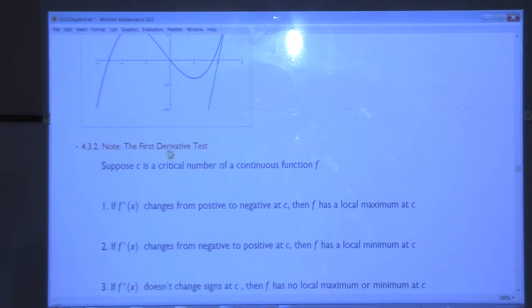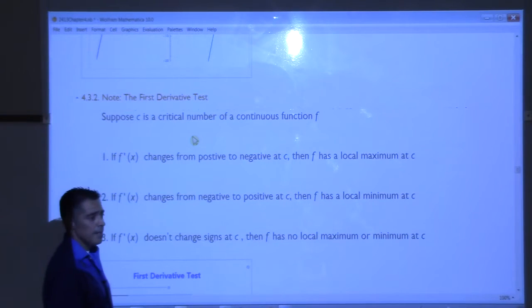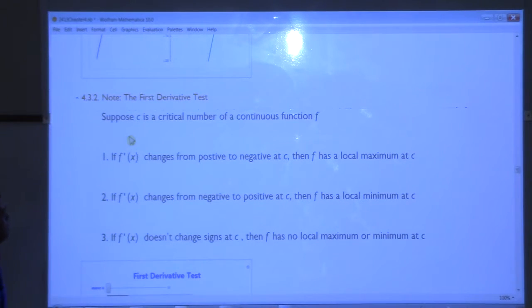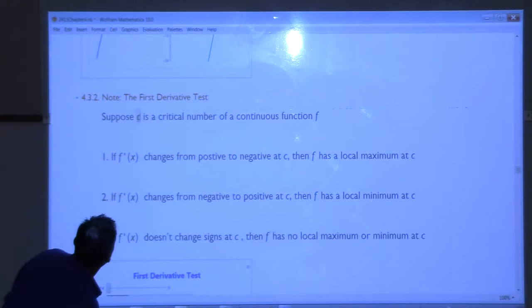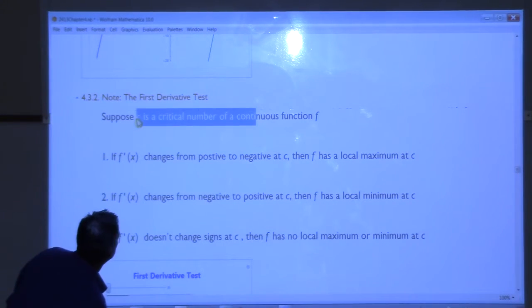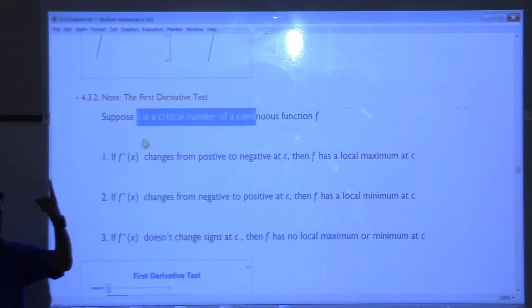And that brings us to what's called the first derivative test. So it says, suppose that you have a critical number of a function. Do you all remember what critical number means? Suppose C is a critical number of a continuous function. What is a critical number? Anywhere the derivative doesn't exist or is 0, right?